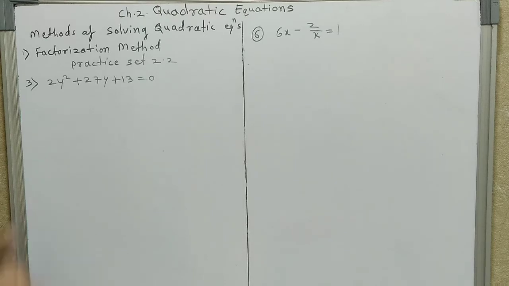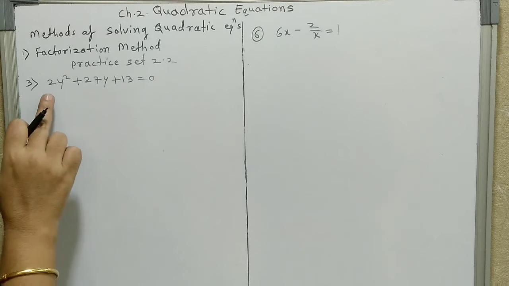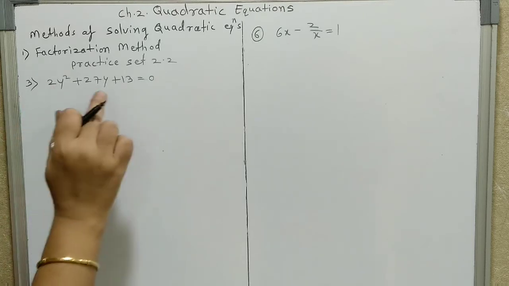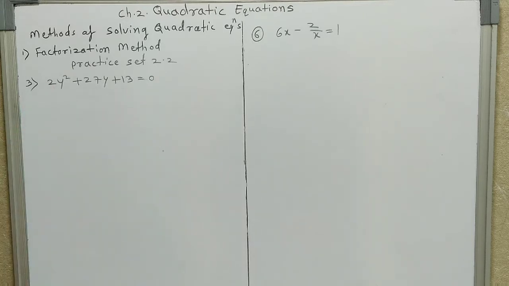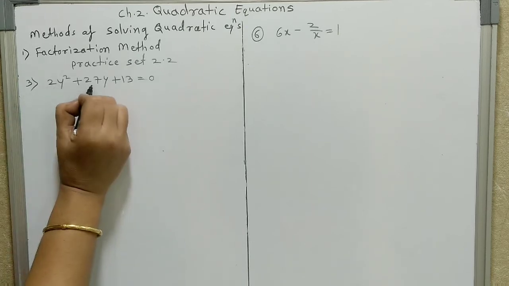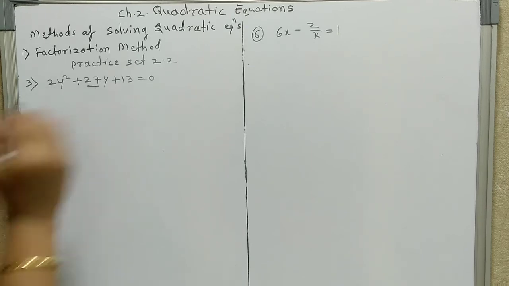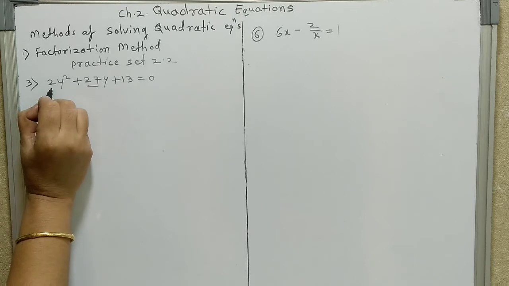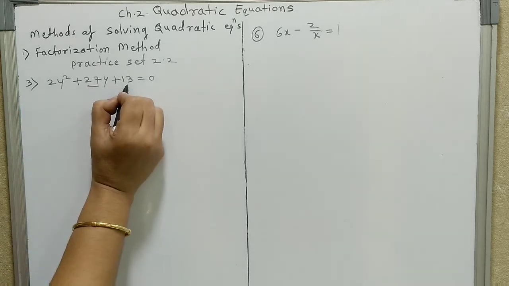Students, now we see the other type of example, practice set 2.2, example number 3. See the example, 2y square plus 27y plus 13 is equal to 0. Here 27 is b, so we split this up, and a is equal to 2 and c is equal to 13.